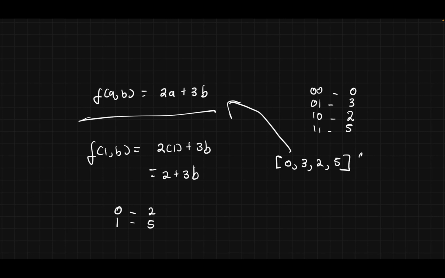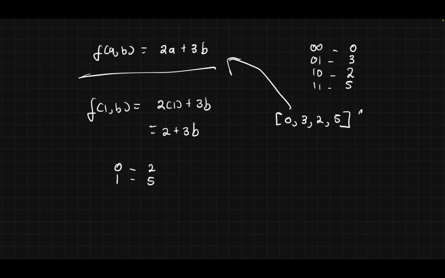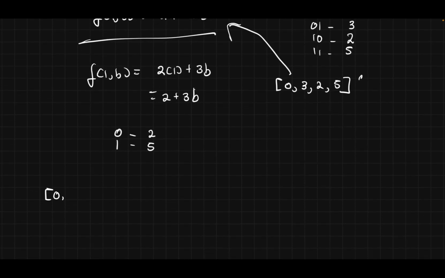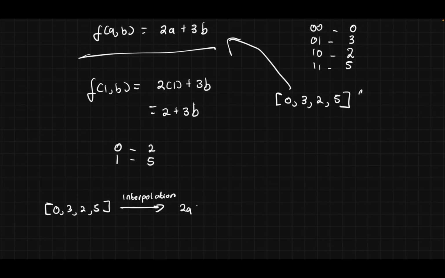So there's one way to do it, right? We could interpolate it. So we could take 0, 3, 2, 5, then do interpolation. Then we're going to get what? 2a plus 3b, right? Then we partially evaluate at a equals 1, so we get 2 plus 3b. Then we now do the evaluations. So we'll now get what? 2 and 5. Right? This is how we could have done it. This is the naive way of doing it, right?